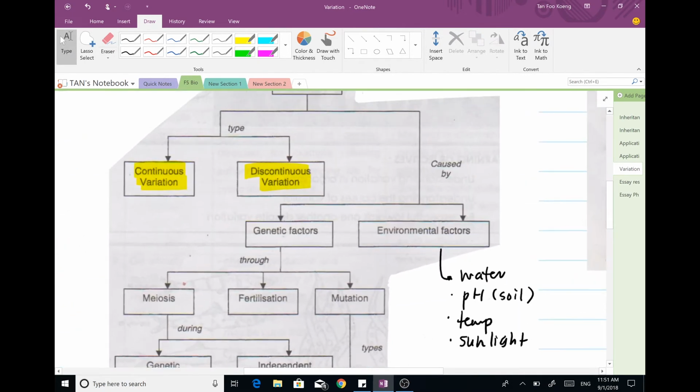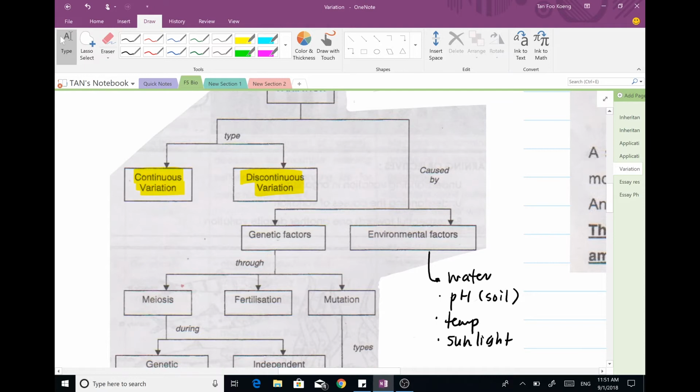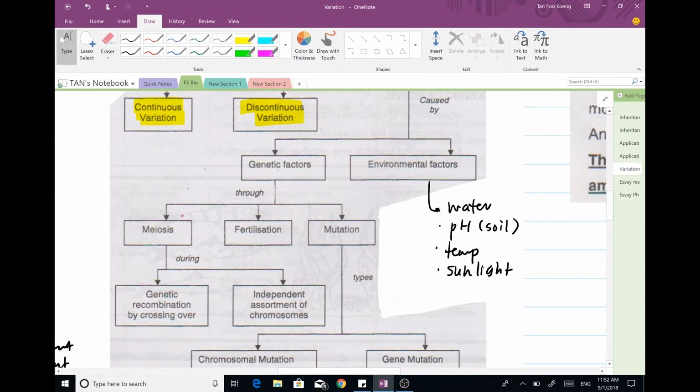Then what causes variation? There are 2 types of factors here: genetic factors and environmental factors. Now for plants, certainly if you water the plant every day and the plant is planted in the right soil with the right pH and the temperature is optimum, sunlight is sufficient, then most likely this tree is able to grow very, very well. However, if this tree lacks water, the pH is not optimum, the temperature is too high or too low, then the growth will be affected.